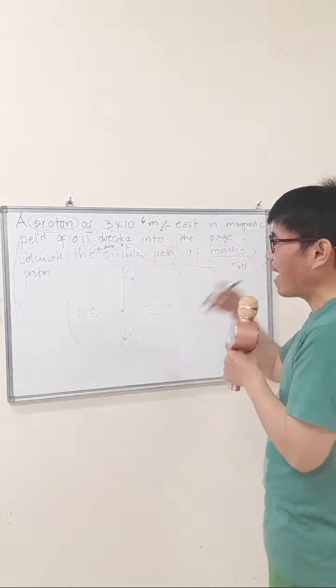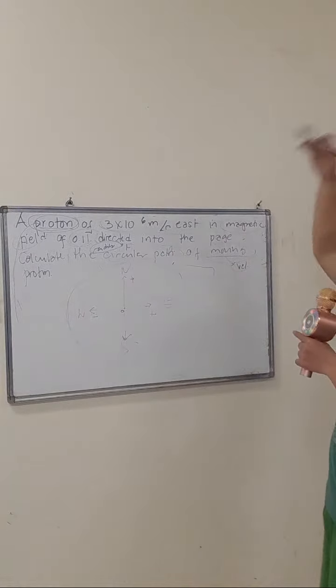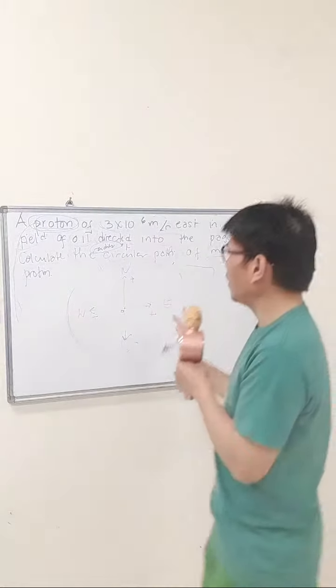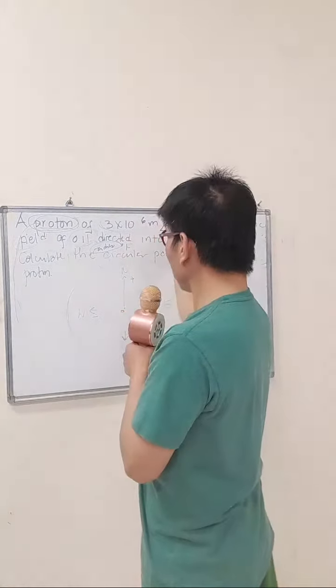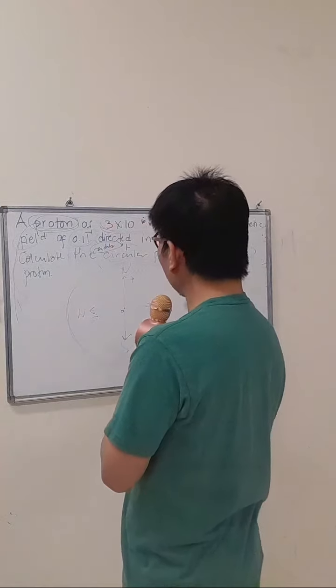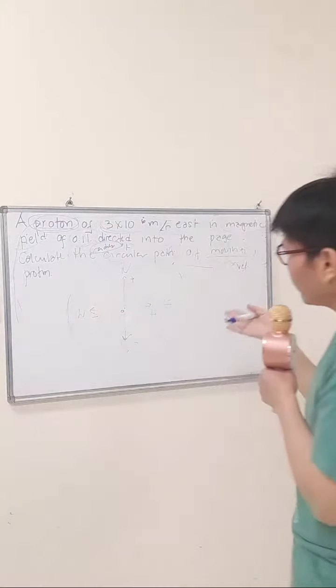Left negative, right positive, upward positive, downward negative. Okay? Ganon. Okay, so 3 times 10 to the 6 meter per second, it's gonna be like that. For example, say like that if it's your direction.